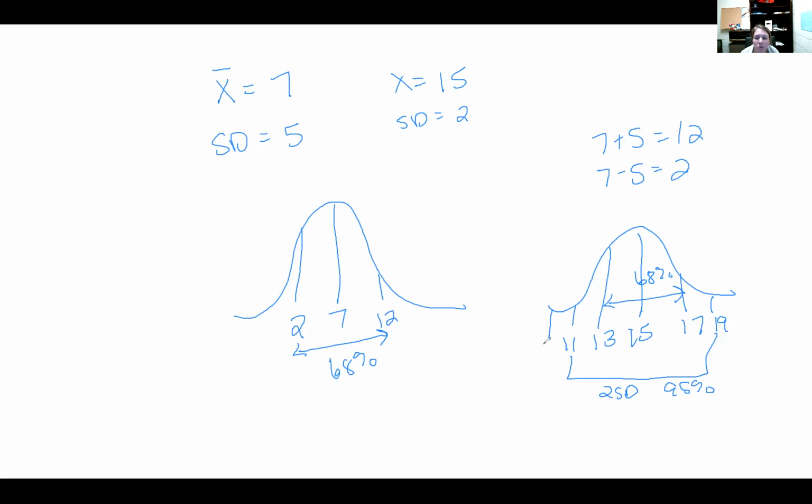And then 2 this way would be 9, and 2 this way would be 21. And that means that 99.7% of your data will fall between 9 and 21. Okay? I just kind of wanted to go back over how you would use that. But let's look at an actual example.